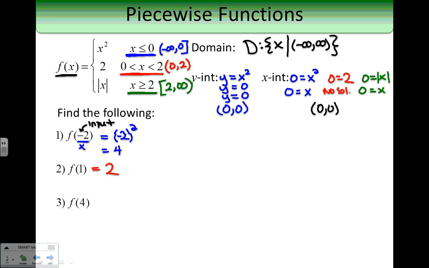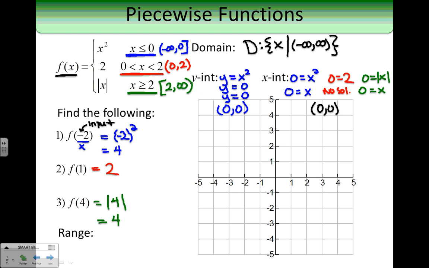Last one, f of 4. My x value is going to be 4. That's going to fit into my very last domain, where my x's are anything greater than or equal to 2. Since 4 is greater than or equal to 2, we're going to use our absolute value of x function. So we're taking the absolute value of 4, which is 4. Whenever you're plugging in an x value, you just need to figure out which one of those domains that x value fits into.